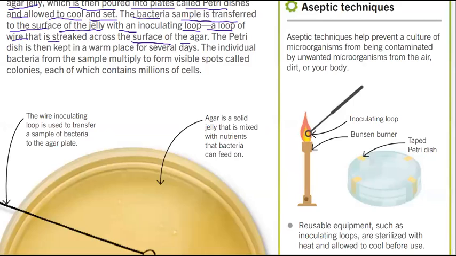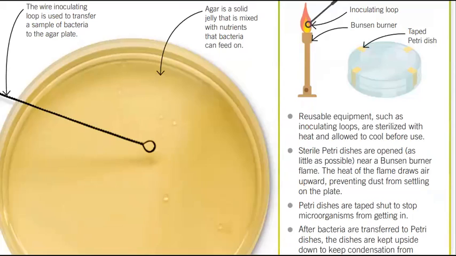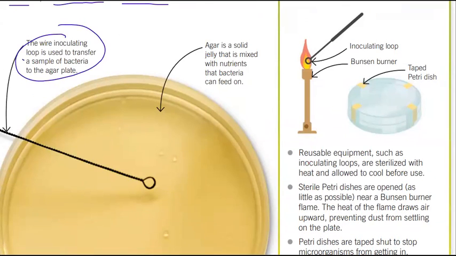Not only that, the petri dish is kept in a warm place for several days. The individual bacteria from the sample multiply to form visible spots called colonies, each of which contains millions of cells. And in this part of the diagram, the wire inoculating loop is used to transfer a sample of bacteria to the agar plate. And agar is a solid jelly that is mixed with the nutrients that bacteria can feed on.